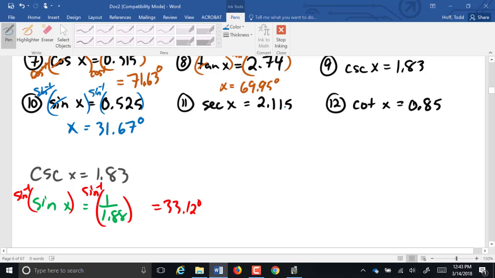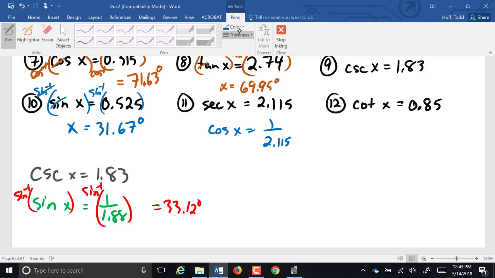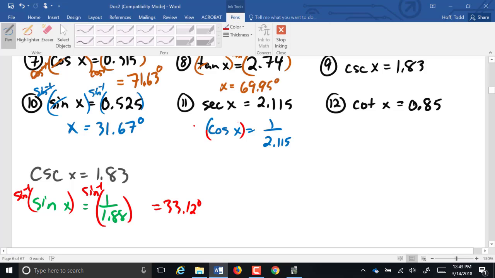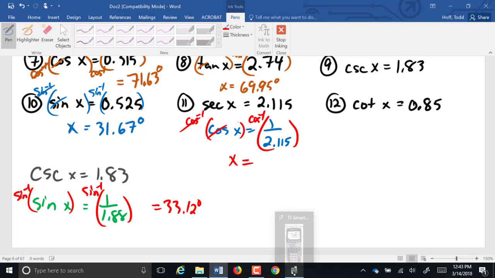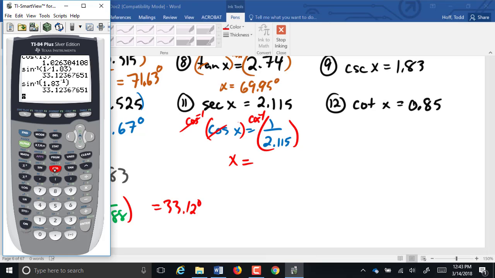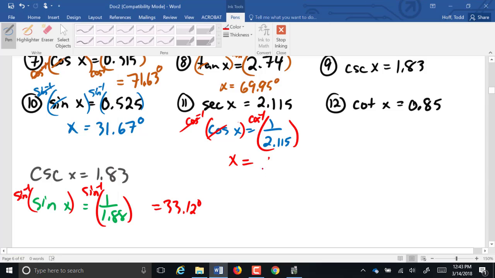Secant. Well, remember, secant of x is equivalent to the reciprocal of cosine. So if secant of x is 2.115, the cosine of x is 1 over 2.115. So we're doing an inverse cosine. So that cancels out. x equals the inverse cosine of, we could either do 1 divided by 2.115, or we can do 2.115 x negative 1. That is 61.78 degrees.